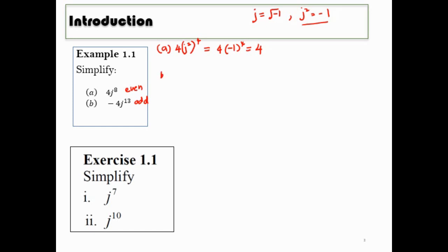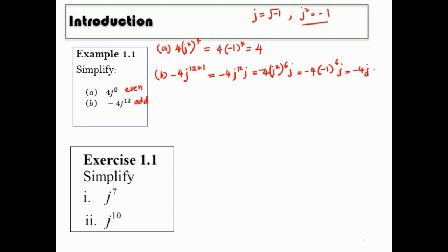If it is odd, as in example B, negative 4j to the power 13, you need to separate it like this: 12 plus 1. So it becomes negative 4 times j to the power 12 times j. Because we want the 12, we want it even, then only we can divide by 2. So negative 4 times j squared to the power 6, times j. So we substitute j squared equals negative 1: negative 4 times negative 1 to the power 6, times j. So the answer is negative 4j.